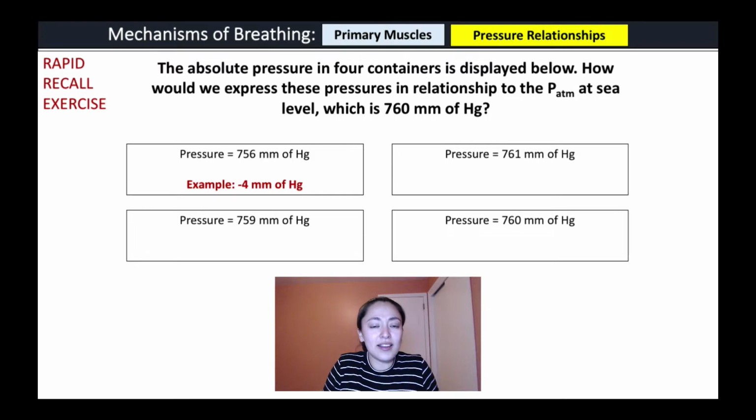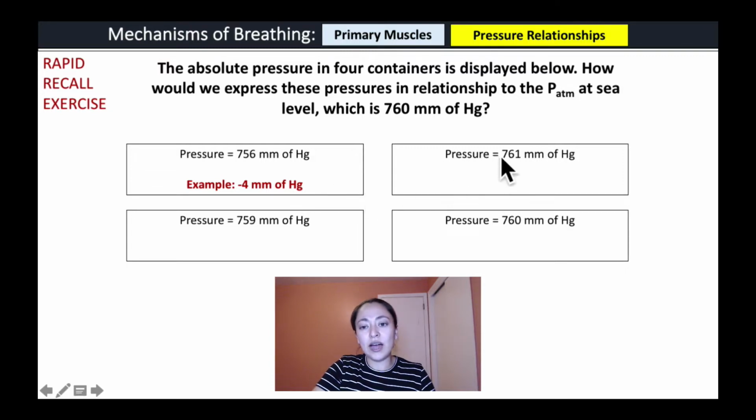So let's see what this means. Here I have 4 containers, and it tells you what the absolute pressure is in each container. I want to see if you are capable of expressing this in relationship to the atmospheric pressure at sea level, which would be 760 millimeters of mercury. For example, here, the pressure in this container is 756 millimeters of mercury. Well, that's 4 below the atmospheric pressure, so we would express this as -4. This would be considered a negative pressure compared to the atmospheric pressure.